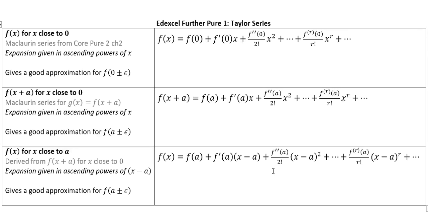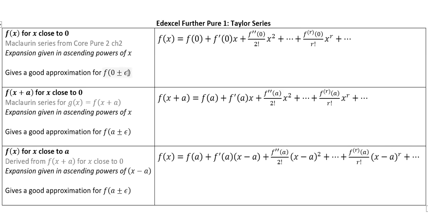So the process is: shift the graph, apply the Maclaurin series expansion techniques to get an expansion for the shifted graph, and then shift your expansion back the other way, and you'll get an expansion for your original function, but it will be centered at wherever the new value is.